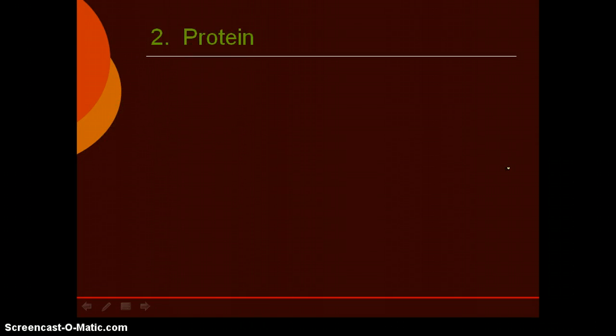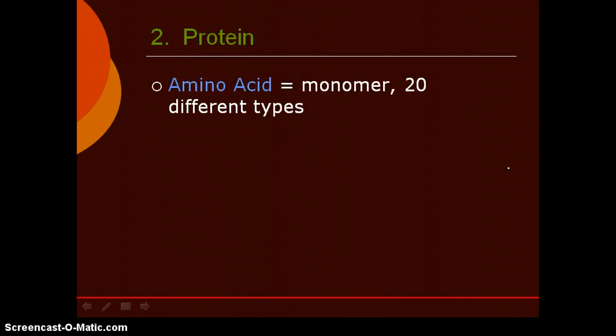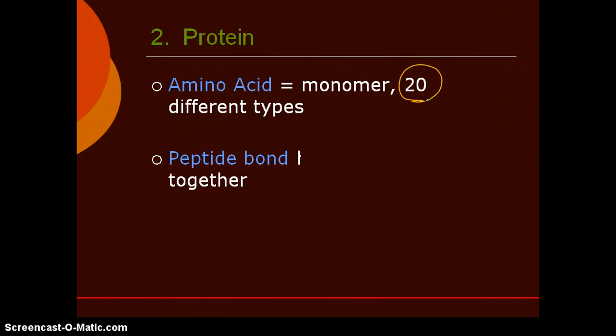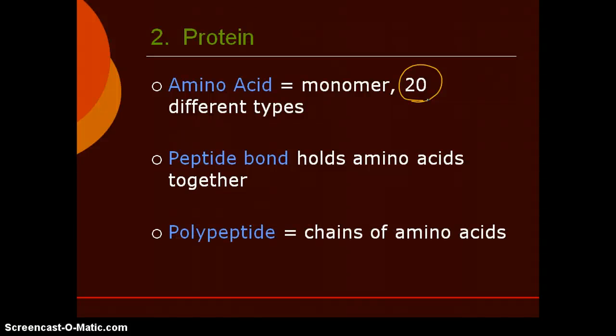Okay, our second molecule of life is proteins. And proteins have a monomer of amino acid. There are 20 different ones. The bond that holds them together are peptide bonds, so each amino acid is held together by a peptide bond. You will need to know that later, and we'll talk about it again in chapter 10. And then a polypeptide is a chain of amino acids, so just a really long chain of amino acids.